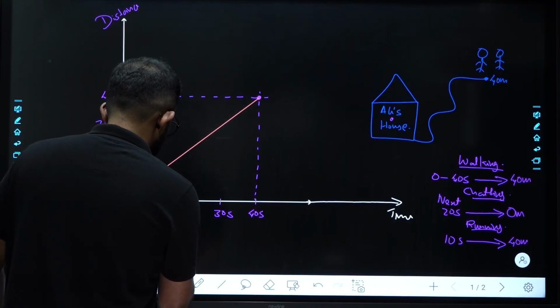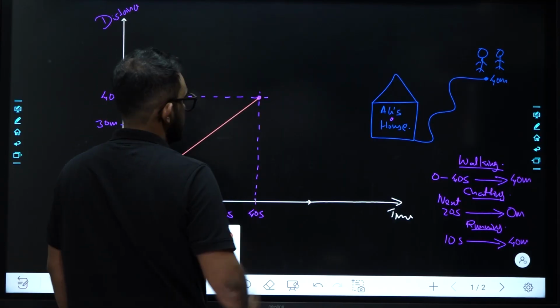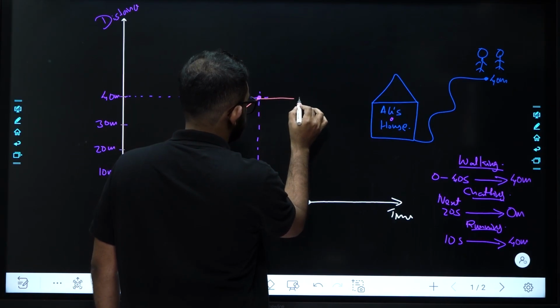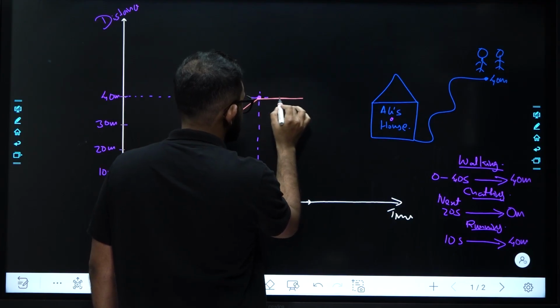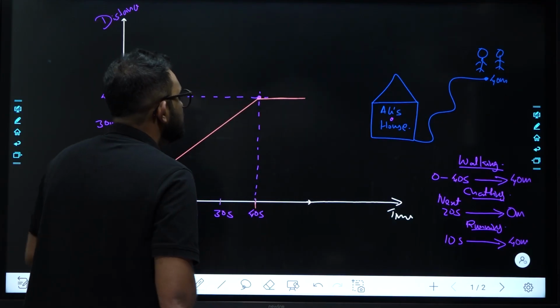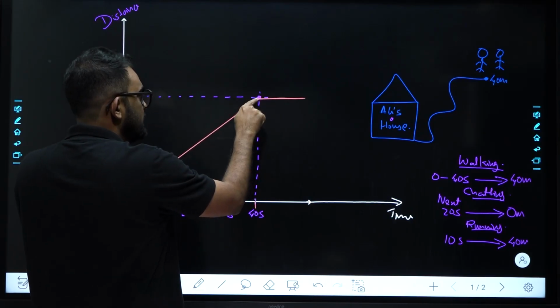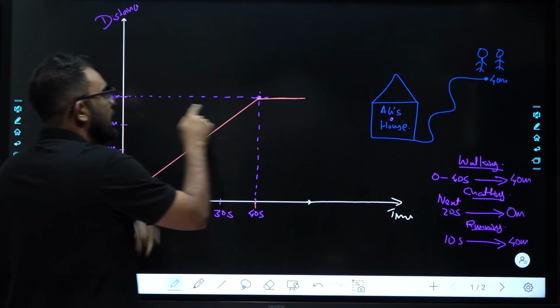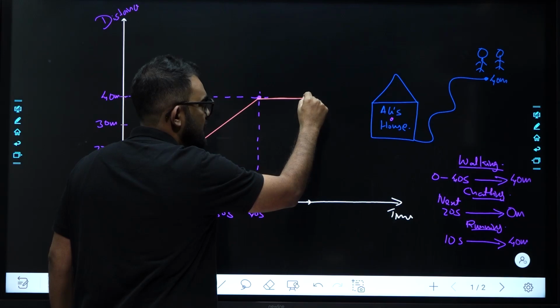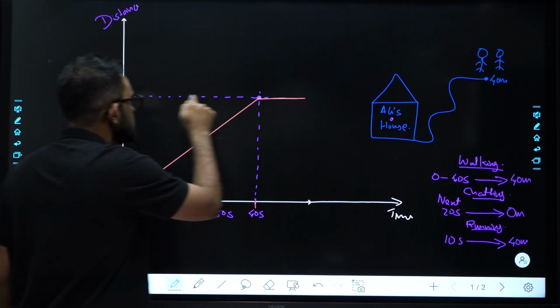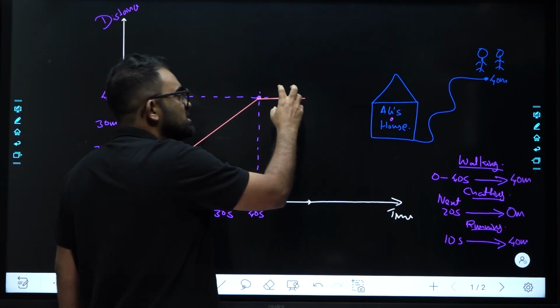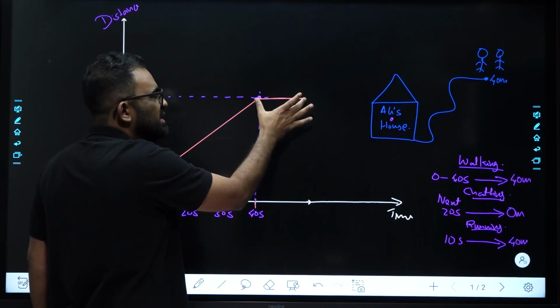So let's say this is the horizontal line, and we can represent this as the chatting event. Please take a look at the initial position of the chatting point. This is the initial point of the chatting. At this point, the distance is 40 meter. And let's say this is the final position of the chatting point. At this point also, the distance is 40 meter, which means the distance covered in this chatting event is 0.